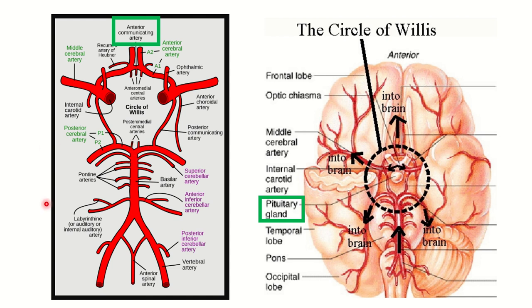So the circle of Willis is formed by the anterior communicating artery, posterior communicating artery, anterior cerebral artery, posterior cerebral artery, and bifurcation of the basilar artery. So this circle is known as the circle of Willis. In the second picture we can see the circle of Willis and the pituitary gland. This is a very small pituitary gland, and it is located within the circle of Willis.